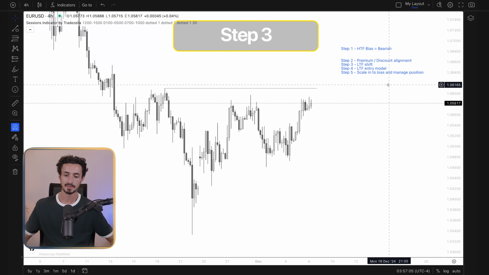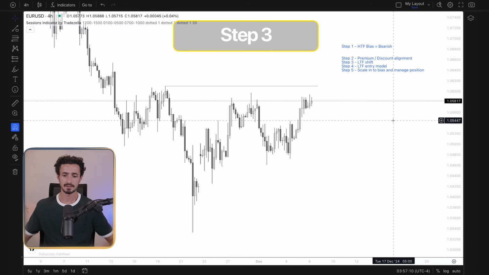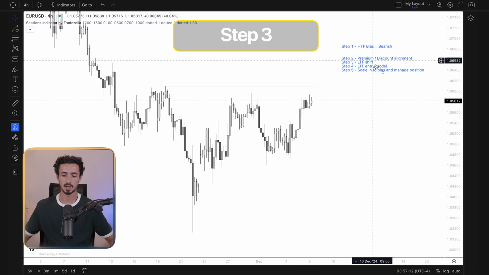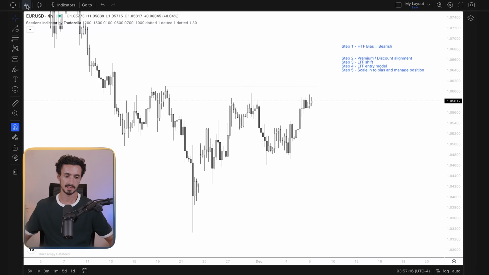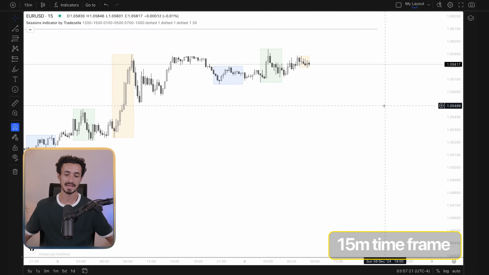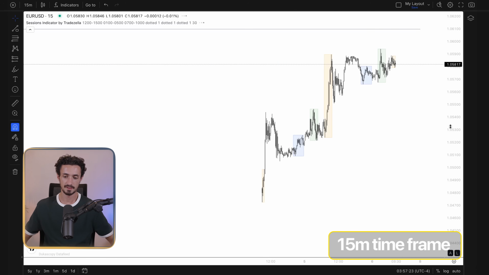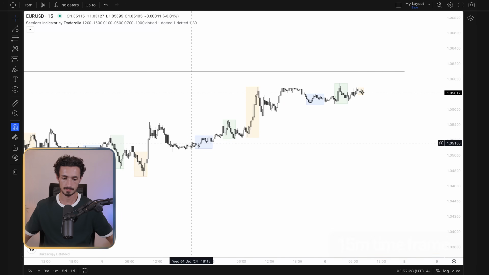Step number 3 is a lower time frame shift. So we have our directional bias, and essentially what we're looking for is a lower time frame shift. When you're in this specific level of price, you want to be looking at the 15-minute time frame. Our 15-minute time frame is going to be the time frame we're using to enter the market. Now, if we look at the 15-minute time frame, what you will notice is we're actually pretty bullish. So we don't want to be looking to sell until this 15-minute time frame has shifted bearish along with the H4.